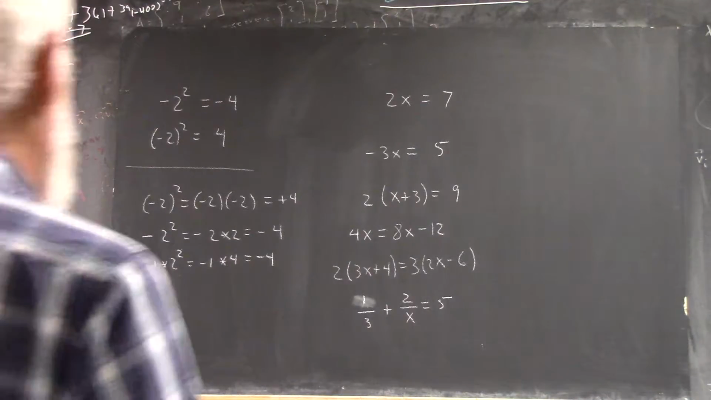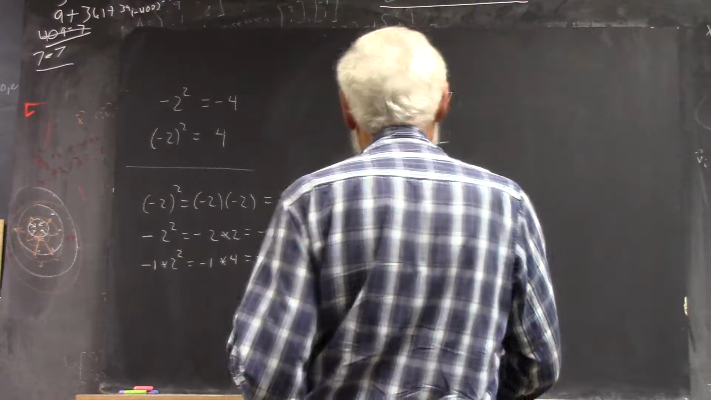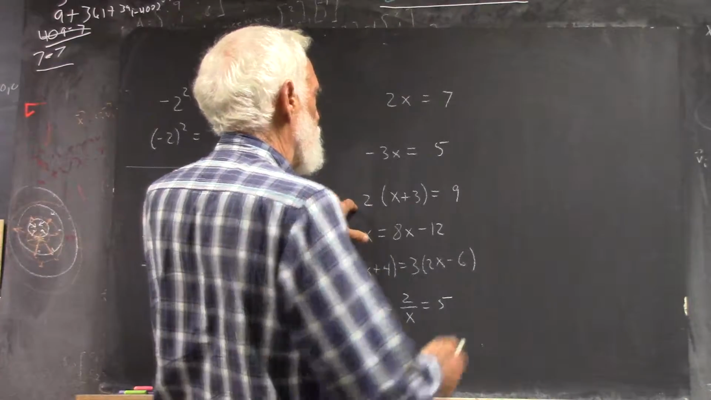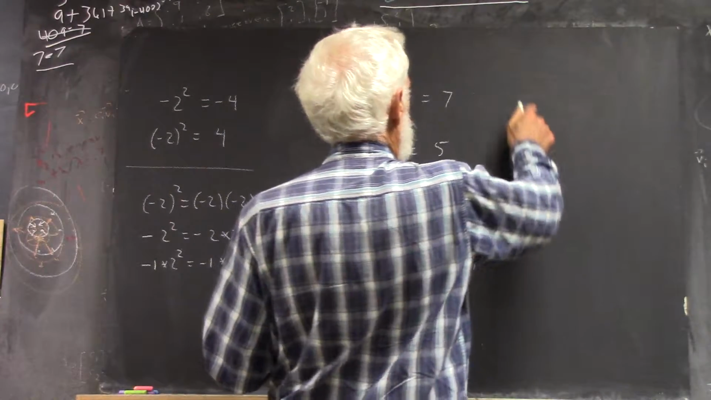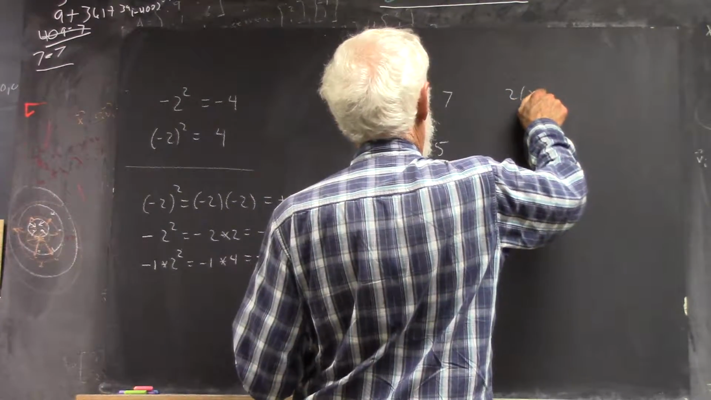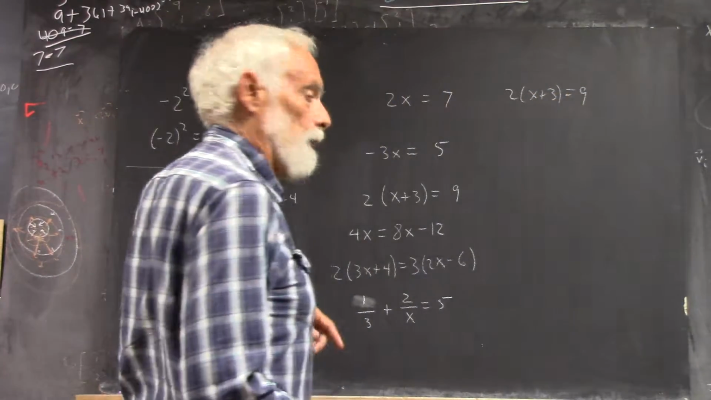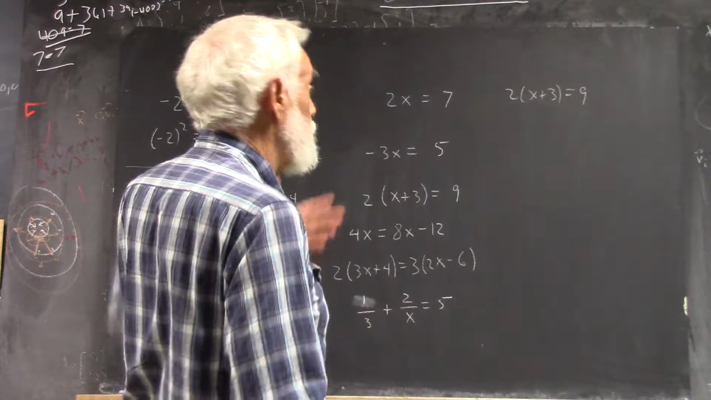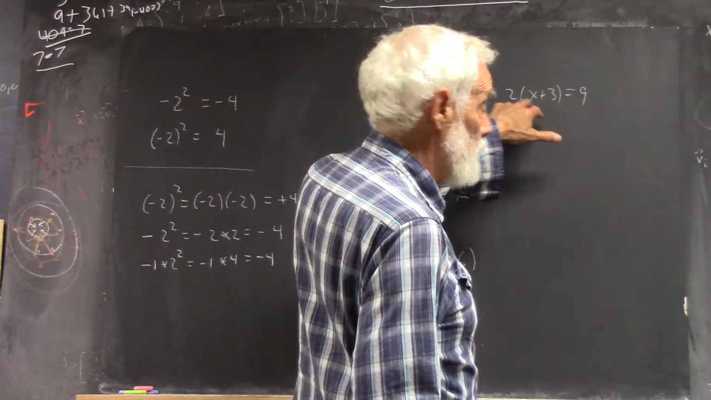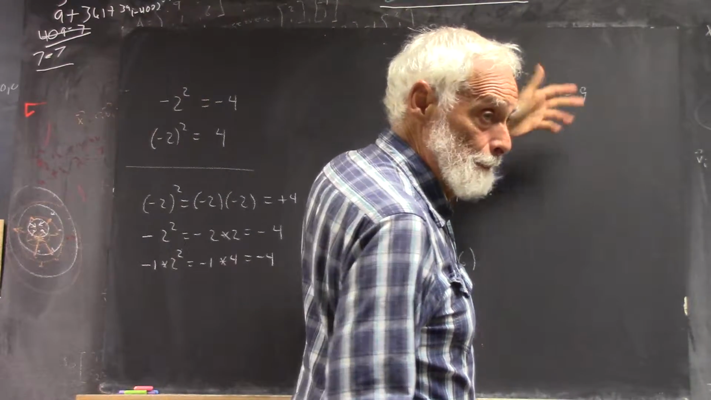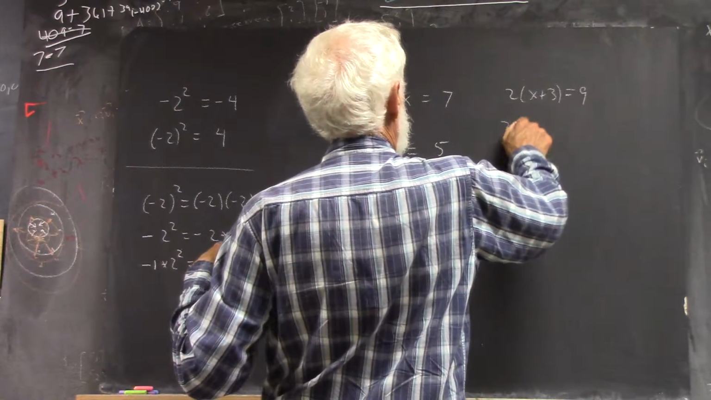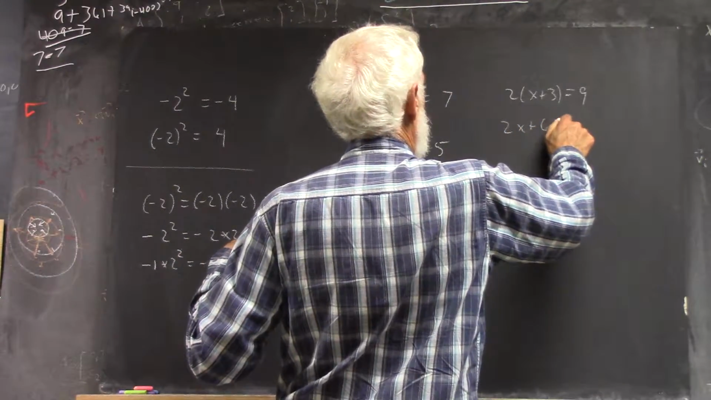Okay, we're doing pretty well with these. Let's just make sure. Okay, let's take this one. 2 times the quantity x plus 3 equals 9. Okay? Now we use the distributive law, 2 times x plus 2 times 3. Right? So that's 2x plus 6 equals 9.